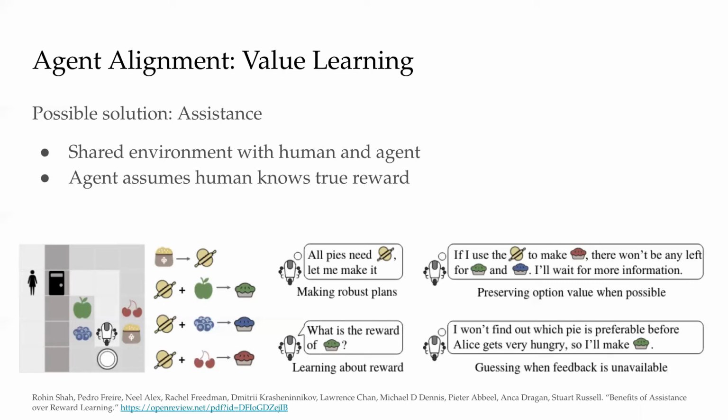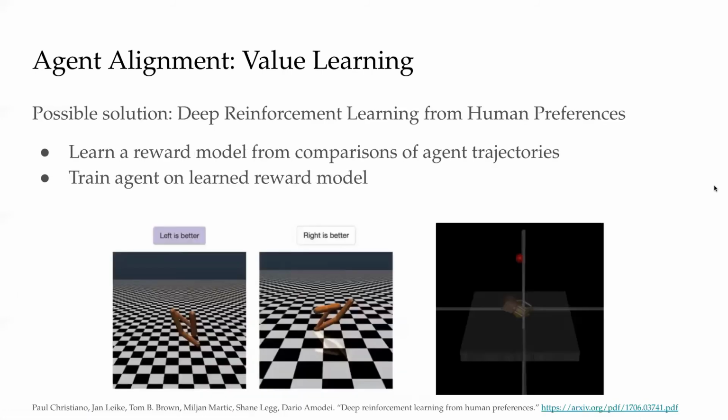What if instead we had a deep learning solution? So another solution to value learning is deep reinforcement learning from human preferences. Basically, you produce two trajectories and you ask the human to select which of the two trajectories is better.